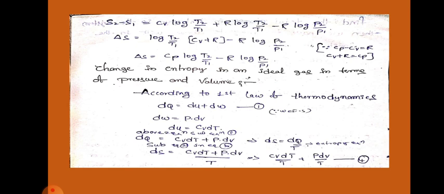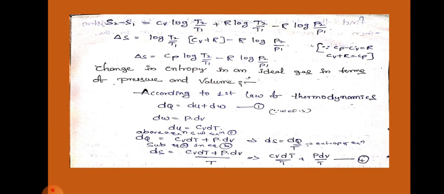So this is equal to log T2 by T1 into (Cv plus R) minus R log P2 by P1. Since Cp minus Cv is equal to R, Cv plus R is equal to Cp. Therefore ds is equal to Cp log T2 by T1 minus R log P2 by P1. Now, the change in entropy in an ideal gas in terms of pressure and volume.